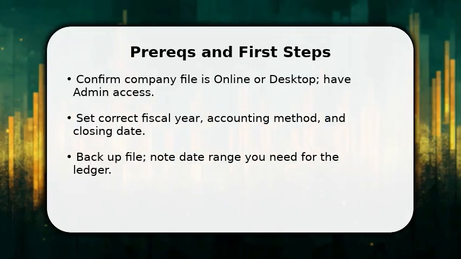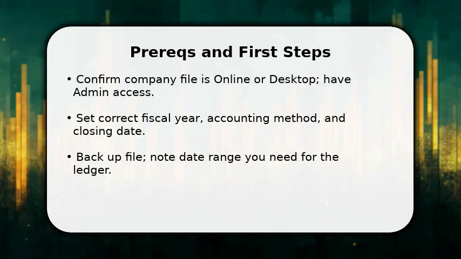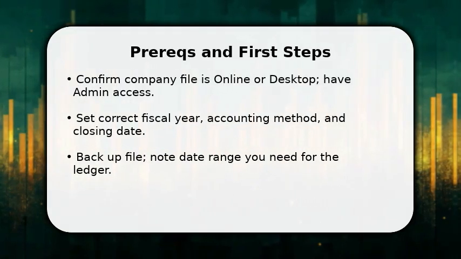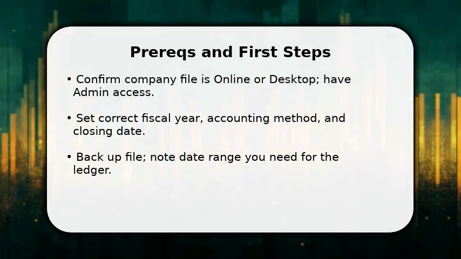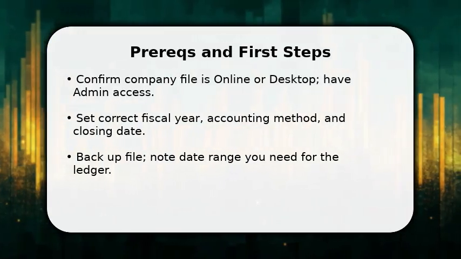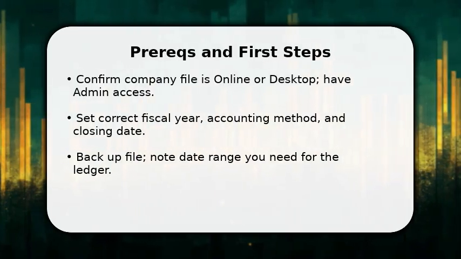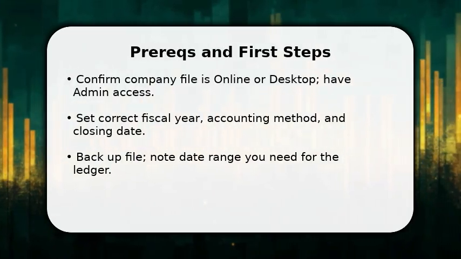You start by verifying prerequisites. Make sure you have admin access and the company file is the one you intend to use. Once done, confirm the fiscal year, accounting method, and any prior closing date so reports align. Back up the file now, because exporting a general ledger can't be undone easily.